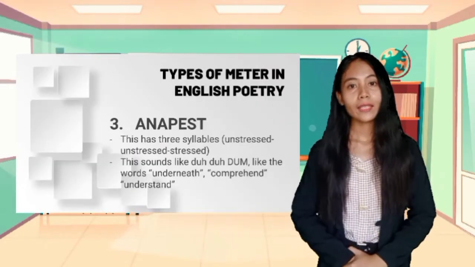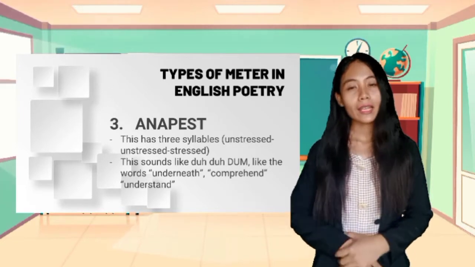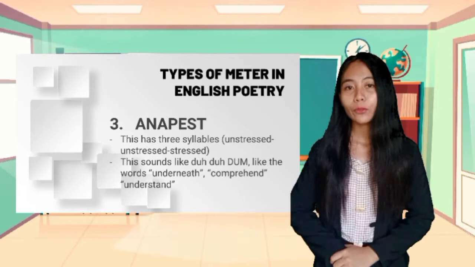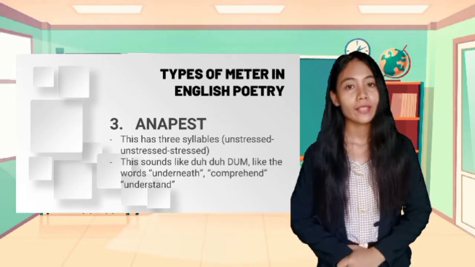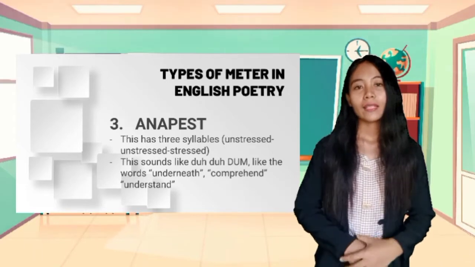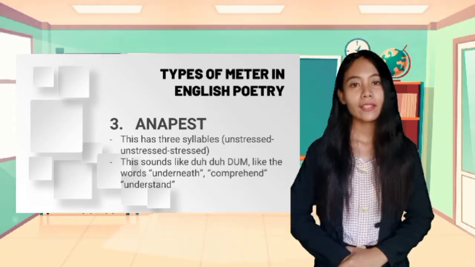The next one is the anapest. An anapest has three syllables, unlike the iamb and trochee that have only two syllables. It is a metrical foot that consists of two unstressed syllables followed by a stressed syllable. This sounds like da-da-dum, like the words underneath, comprehend, and understand.